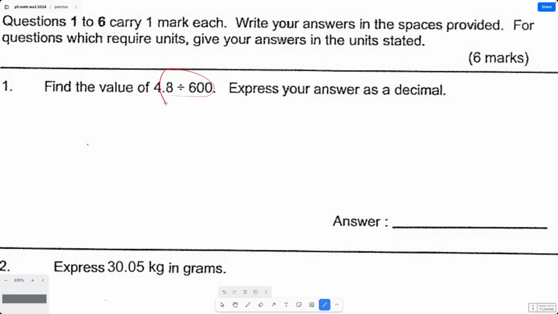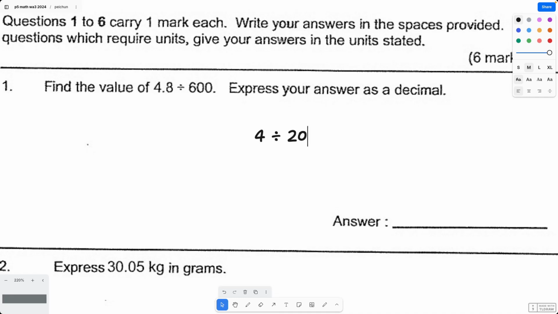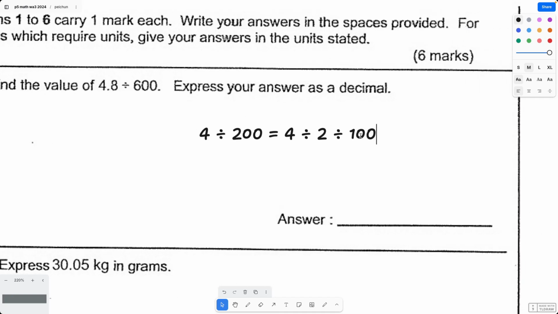Before I go through this, I just want to share a bit about how we can understand division. So 4 divided by 200 is the same as 4 divided by 100 divided by 2. In this case, I'm just going to put here 2 and put divide by 100. So I just want to share this with you.